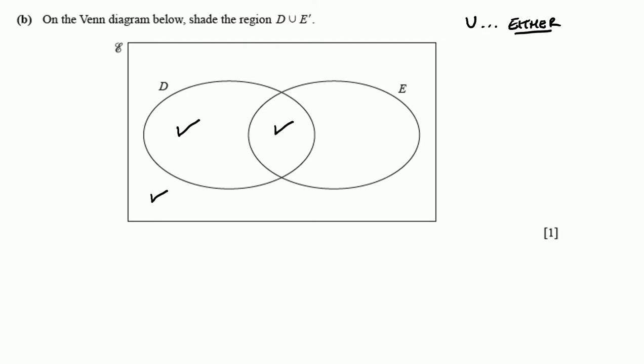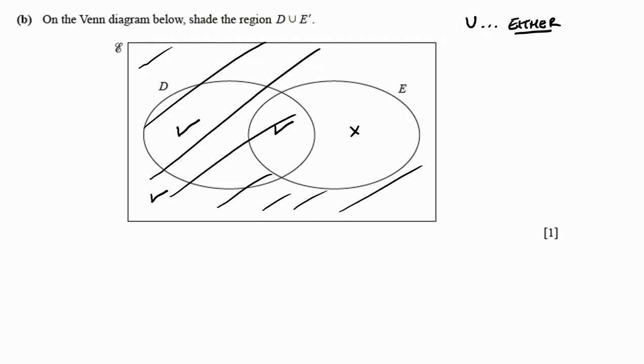This is the only region that fails, because it's neither in D or not in E. So that one wouldn't get shaded. So my shading would once again be the whole Venn diagram, apart from that little crescent shape over there.